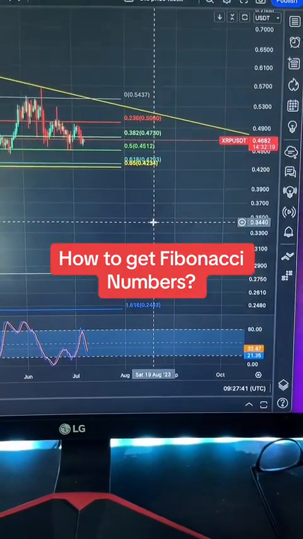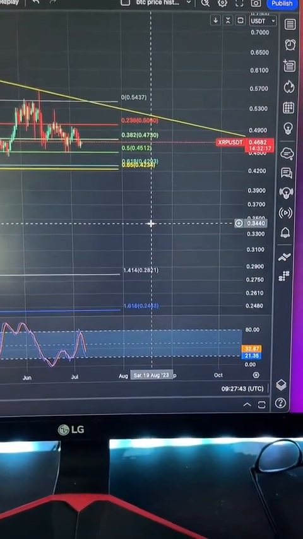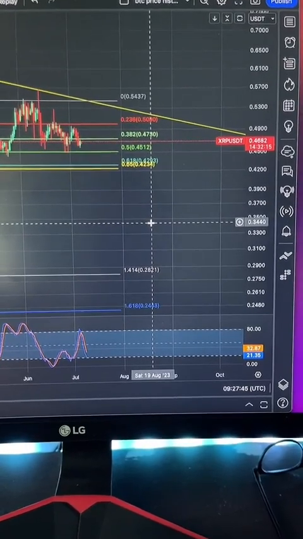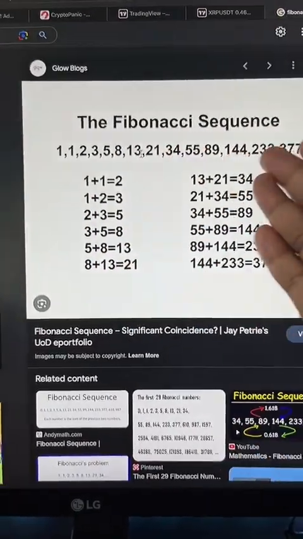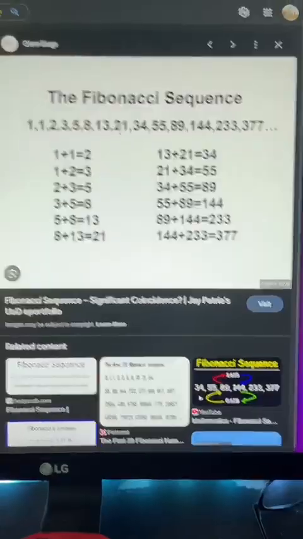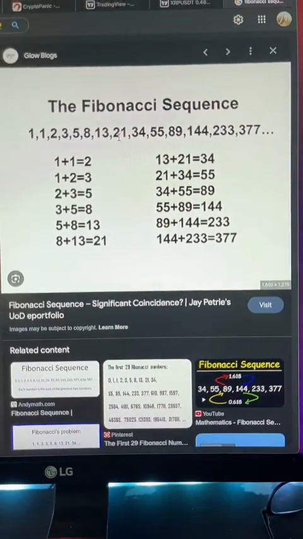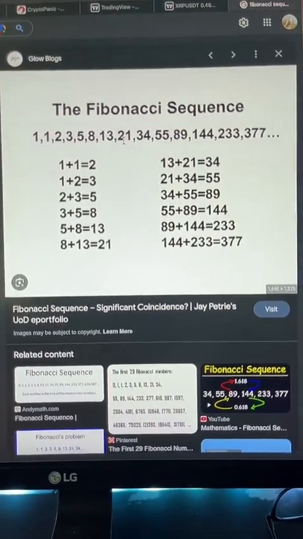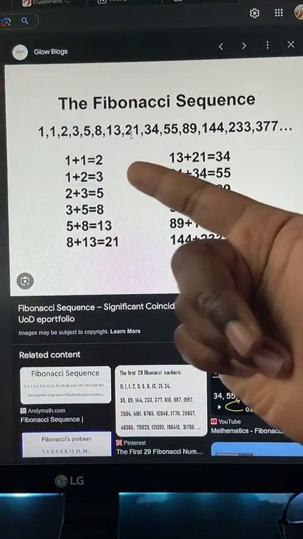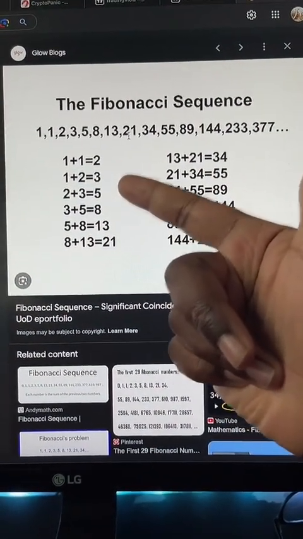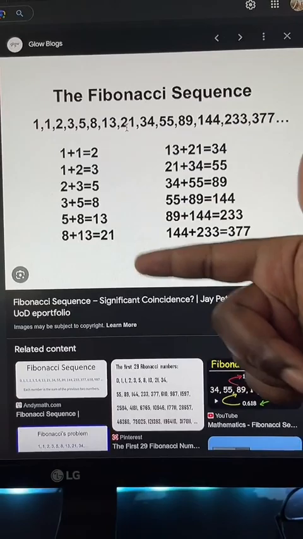So this is Fibonacci, and we're going to talk about where these numbers come from in this video, so stay tuned. This right here is the Fibonacci sequence. The way you get these numbers is that you start from 0. 0 plus 1 is 1, 1 plus 1 is 2, 1 plus 2 is 3, 2 plus 3 is 5, 3 plus 5 is 8, and so on.